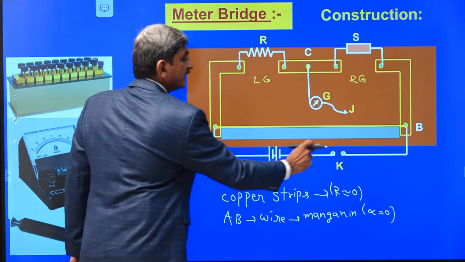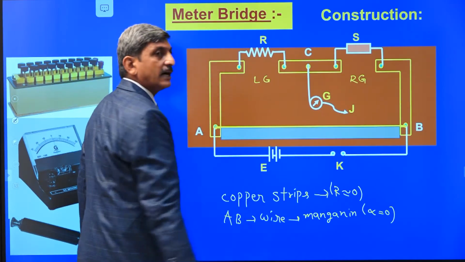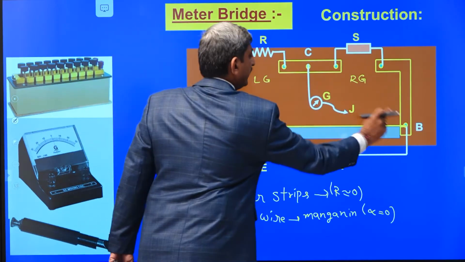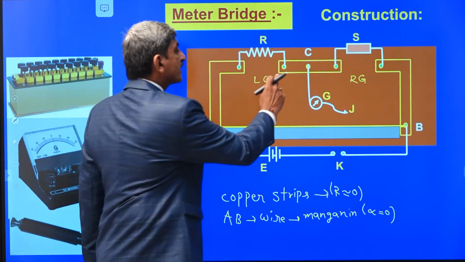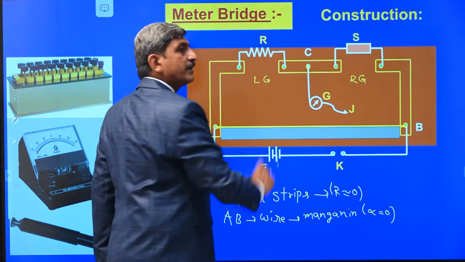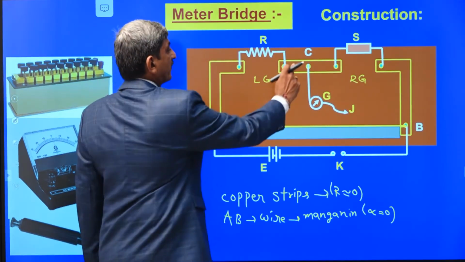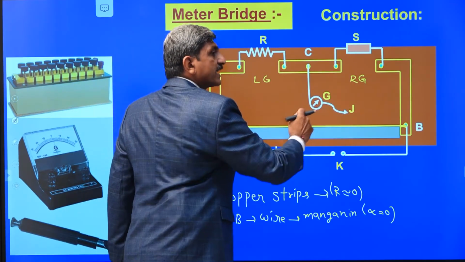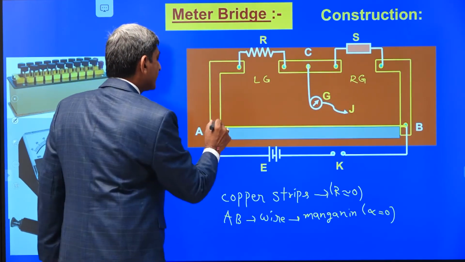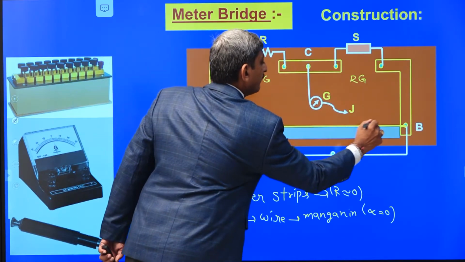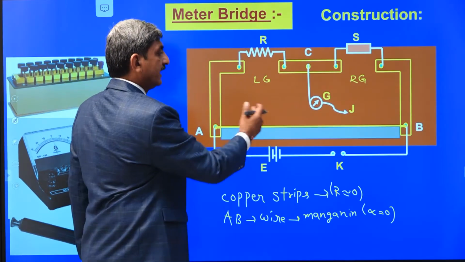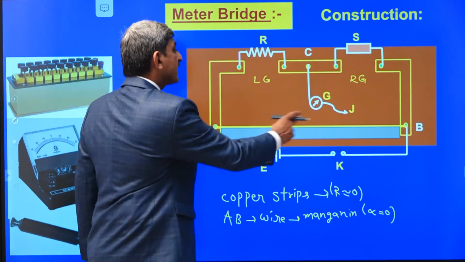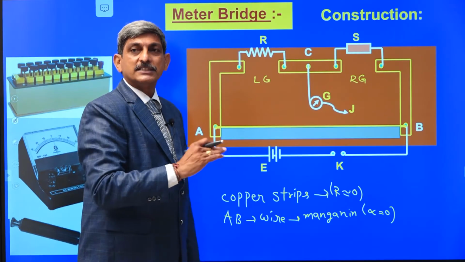A known standard resistor is connected in the right gap. A battery in series with a plug key is connected across the two ends of the wire A and B. A jockey in series with a galvanometer is connected from the point C. The position of the jockey is movable and we can touch it at any point on the meter bridge wire. A scale is fixed to the wooden plank beside the wire to determine the length of the wire.